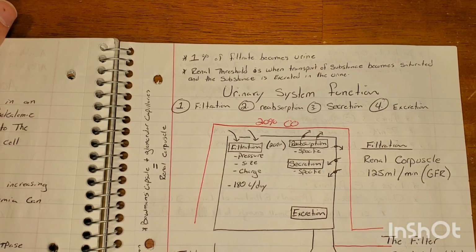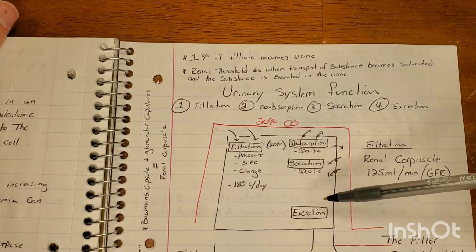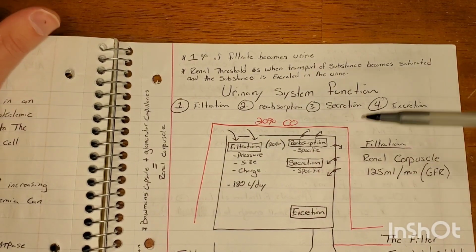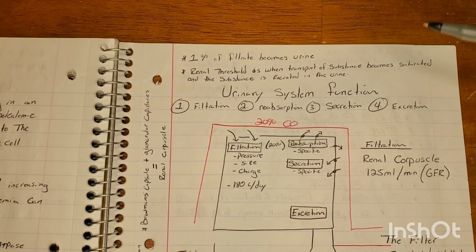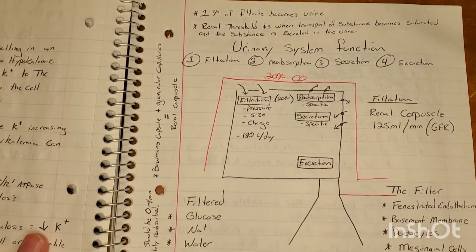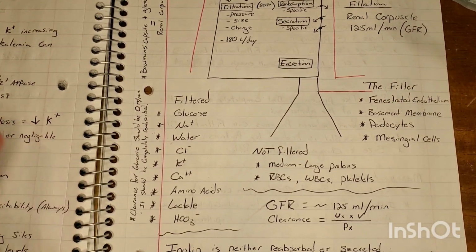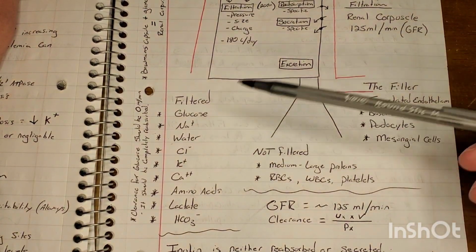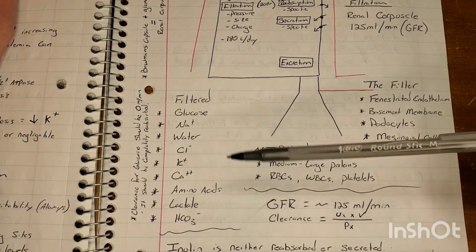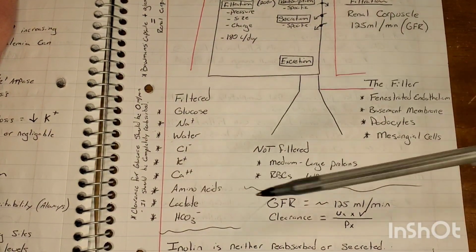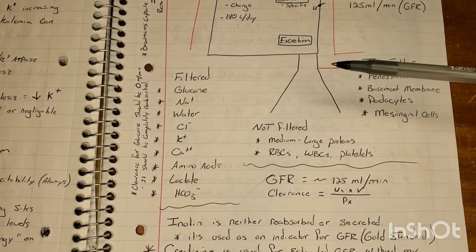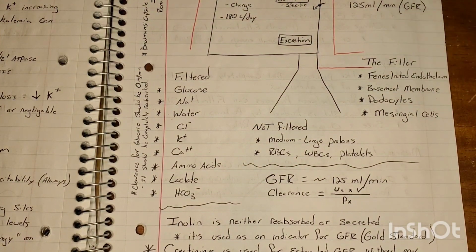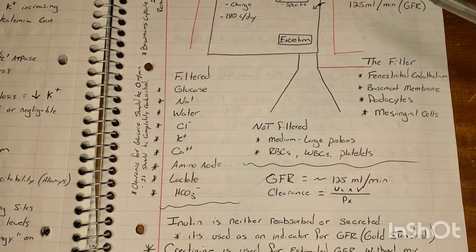And then after we've done these processes, it's excretion, and excretion is where it goes out in the urine. So I'll just scoot this up a little bit. Again, we talked about things that are filtered: glucose, sodium, water, chloride, potassium, calcium, amino acids, lactate, and then HCO3, that's bicarb, that will play an important role in acid-base balance here in the future.